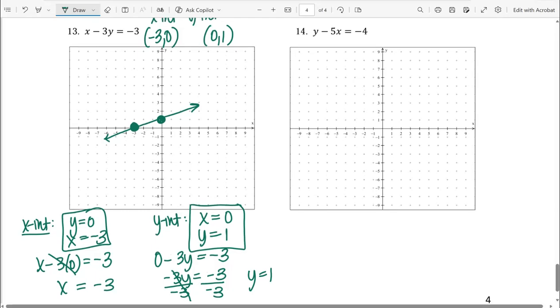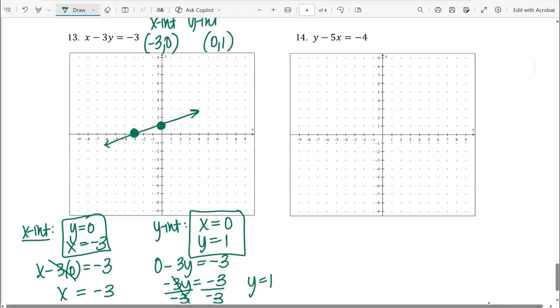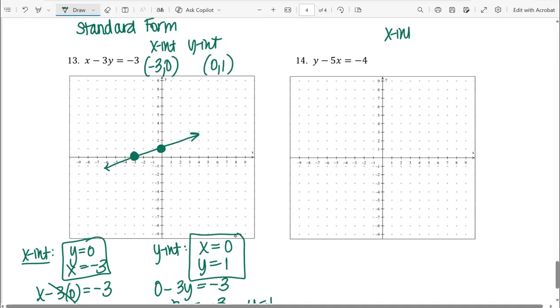Now in number 14, if you tried number 14, you might have noticed it gave you some weird kind of fractions. As an x-intercept, it would have given you 4/5, 0. And as a y-intercept, it would have given you -4. Just plugging in x and y. So -4 on the y-axis. 4/5 is almost to the number 1 on the x-axis.